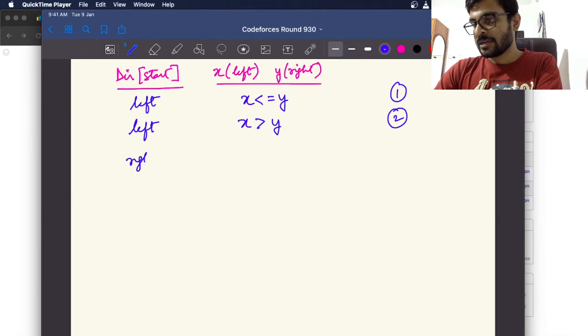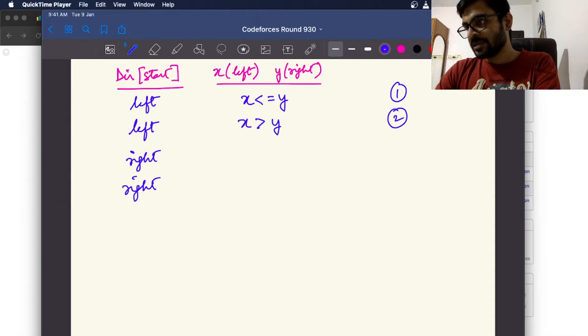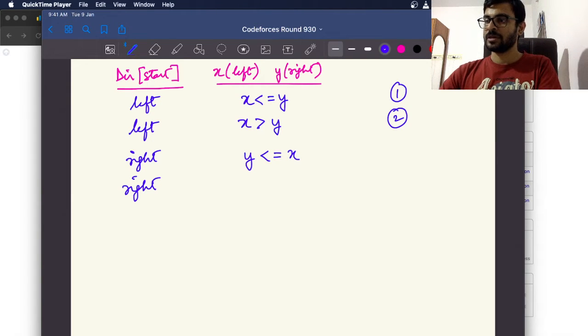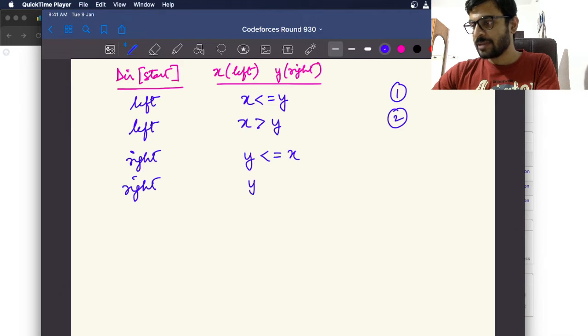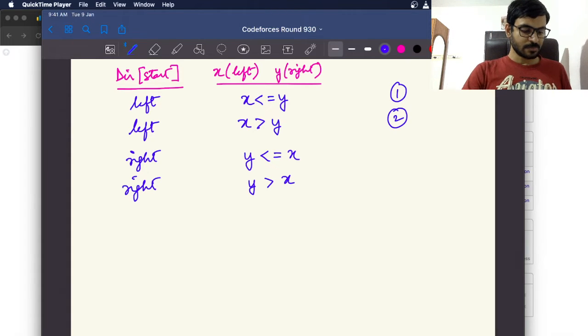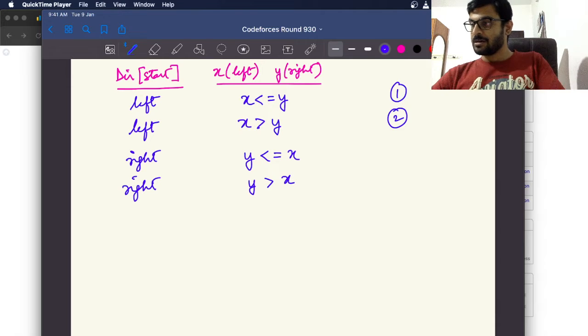Now if I decide to go to the right, I'll similarly have 2 other cases. One is the one I'm hitting, that is the right. That is again less than or equal to the opposite side. So in some ways, you will find some match with this and some other match with this. And this one will be y greater than x. These 2 expressions, I would encourage you to find out yourself. It will look something like this.